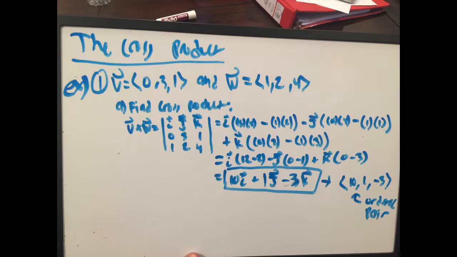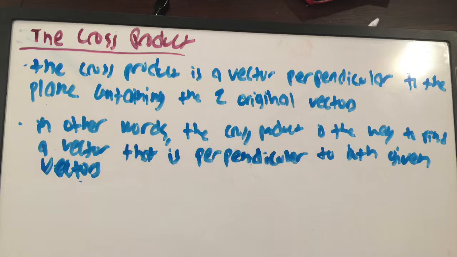Here's an example of the cross product. If vector V equals 0, 3, 1, and vector W equals 1, 2, 4, then find the cross product. So, the cross product of vector V and vector W will equal 10i plus 1j plus 3k, which is the sum of unit vectors. And the ordered triple will be 10, 1, negative 3.